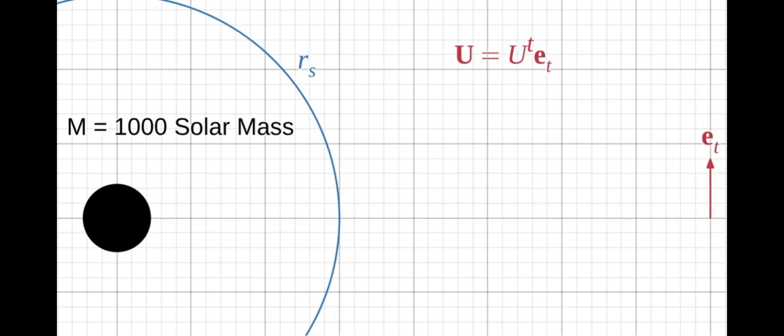I just thought this was a really easy geometrical way to look at gravitational time dilation based on what we've been learning already. Wasn't that fun? I'll see you later.